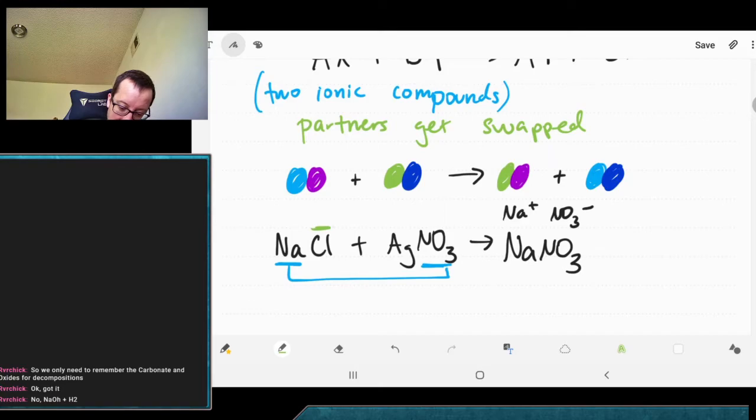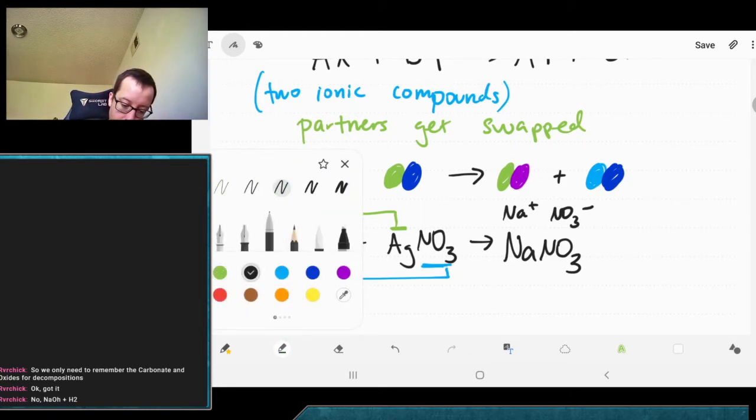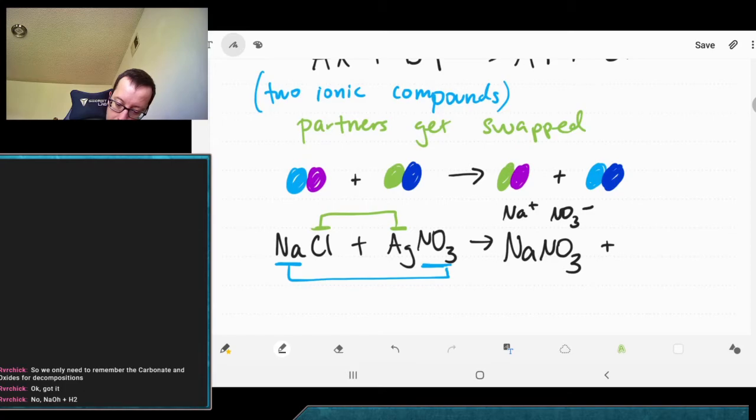That's our first pair. And then we have our second pair, which is going to be the silver and the chlorine. And we remember, okay, silver is always a +1, chlorine is always a -1, so this reaction was nice to us. We could just swap things around and we get our product. So we just swapped the partners.